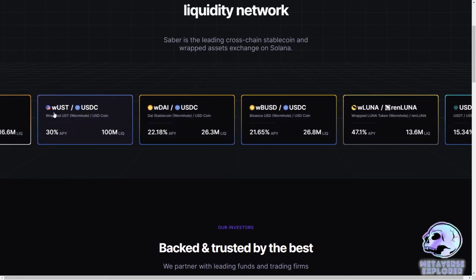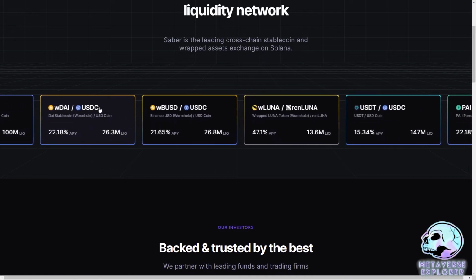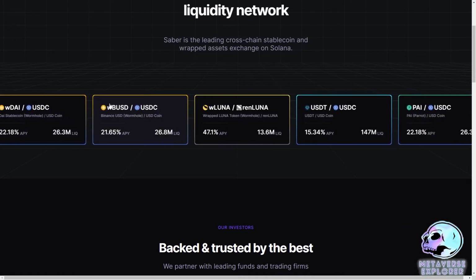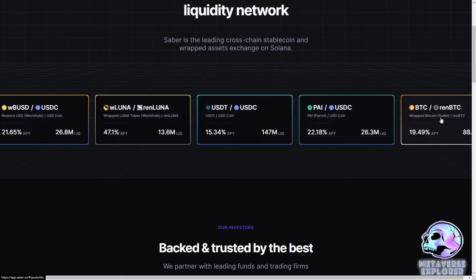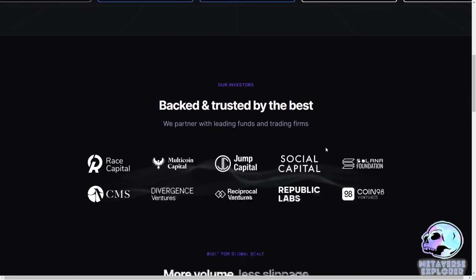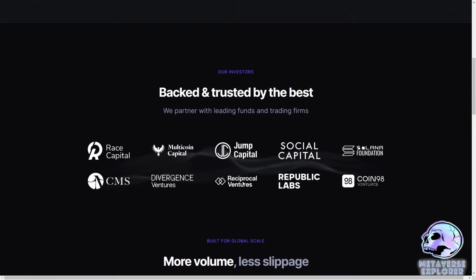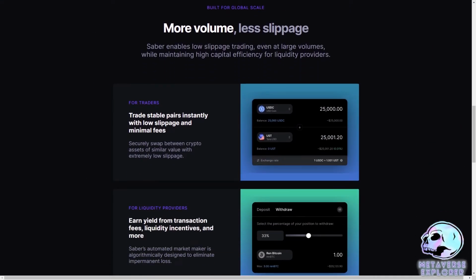Wrapped UST from Terra and USDC from Circle. Stablecoin DAI to stablecoin USDC. Wrapped Binance USD to USDC. As you can see, they are all the same assets in different forms. Stablecoin Pi to stablecoin USDC. Let's have a look at some of their investors. I do not see Alameda Research, but I do see a few of the prominent names within Solana: Solana Foundation, Jump Capital, Multicoin Capital, CMS. All very reputable names.